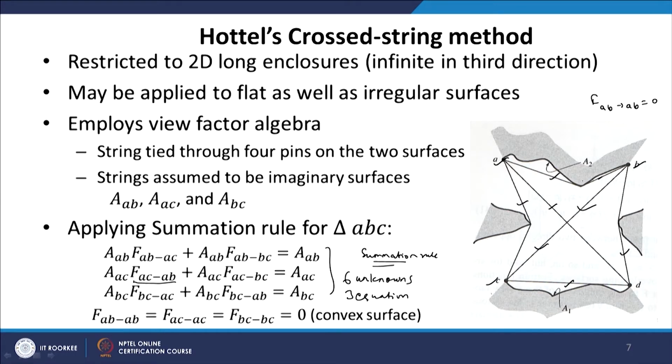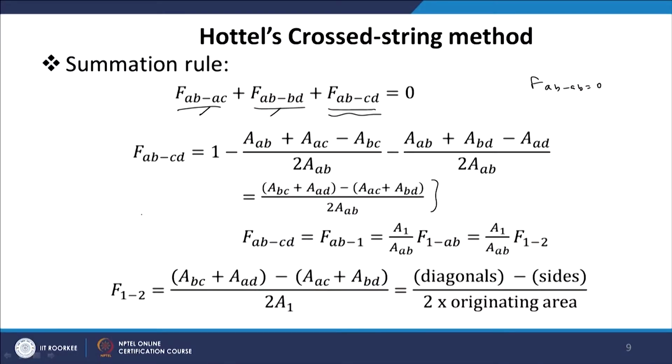So, ABCD is this surface and CD is this surface. Okay. This does not represent the actual surface, this represents the string surface over this real surface. So, we have found the view factor FABCD represented by the imaginary string surface over the real surface. Now, we have to convert this view factor to the real surface.